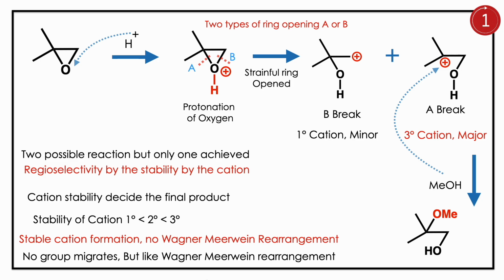There are two possibilities, A and B ring opening. Both are given, but A break gives a tertiary cation, B break gives a primary cation. So the tertiary cation is stable, as we have seen already. Finally, you have the rearranged product, then methanol attacks, and you have the final product. Here cation stability dictates the ring opening. You may call it regioselectivity. The ring can open on either side, but opens specifically on the A side because of the stability of the cation. Why is this problem given? Because there is no cationic rearrangement here, but a real rearrangement occurs, not the Wagner-Meerwein rearrangement.